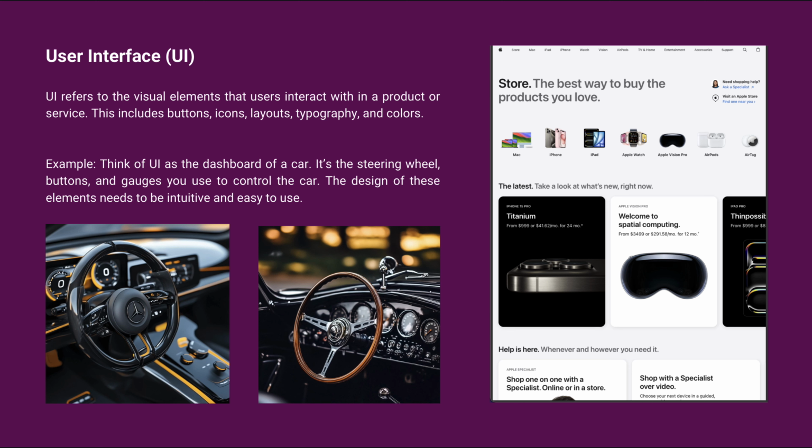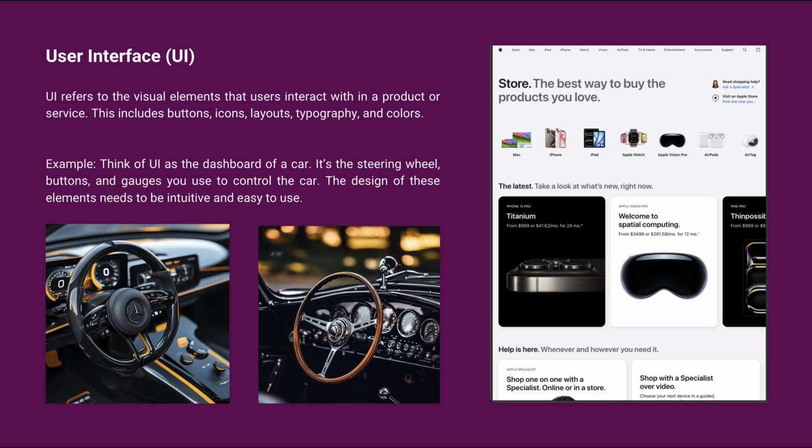User interface refers to the visual elements that users interact with in a product or service. This includes buttons, icons, layout, typography, and colors. Take typography for text, any text you see on the web page. Colors, white, black, blue. Let's take this other example again.